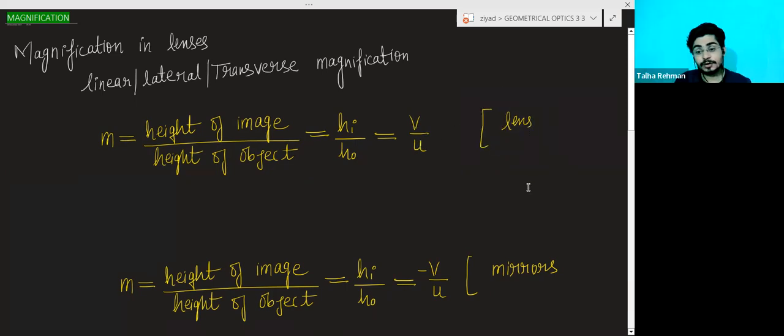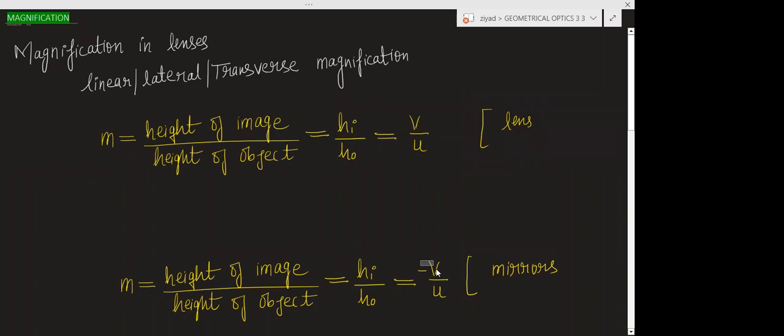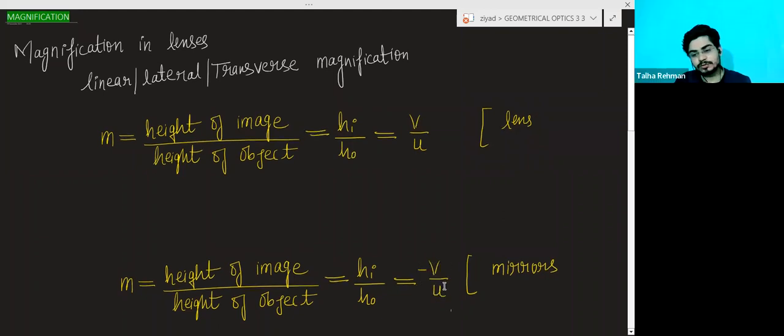This is for lens. Now, in case of mirror, the formula of the magnification is again height of the image divided by height of the object. But in terms of the position of the image and the position of the object, there is a negative sign. So magnification is equal to negative of position of the image divided by position of the object.